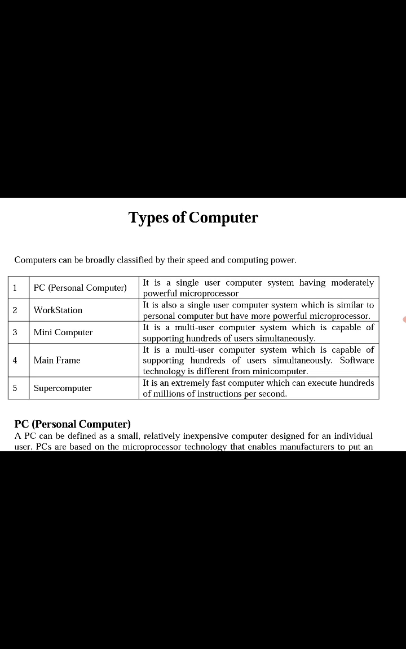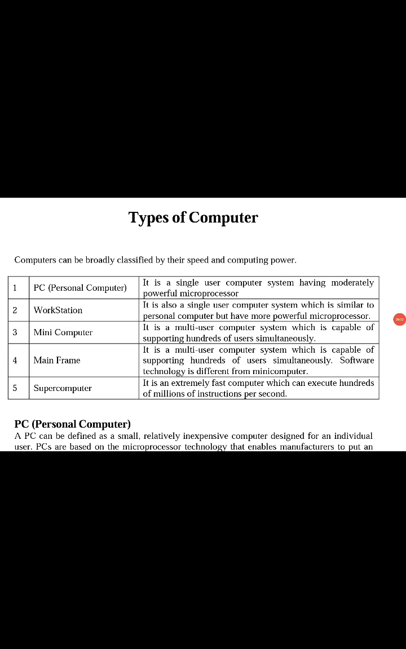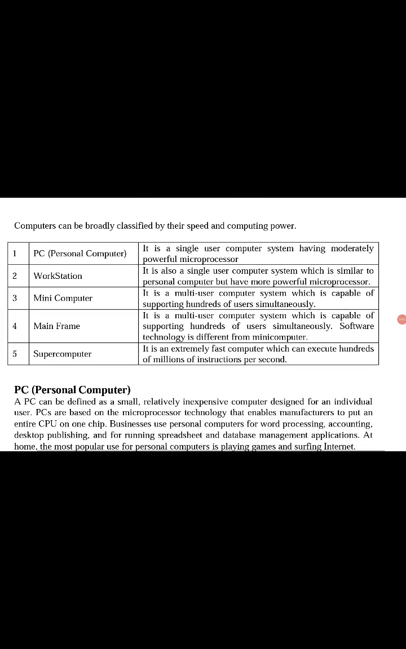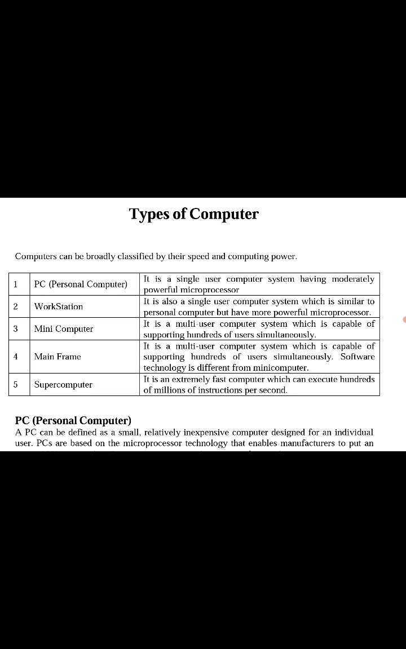So there are different types of computers: PC or personal computer, workstations, mini computers, mainframe computers, supercomputers. Generally, our home-based computers are called PCs or personal computers. These are single-user computer systems having only one powerful processor. And workstations are generally used in client server technologies or server network systems.